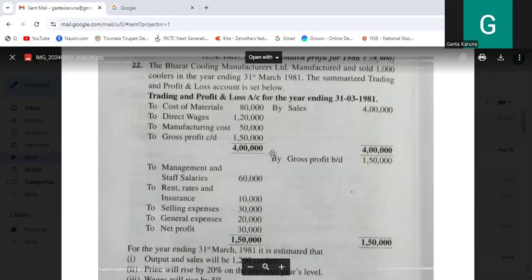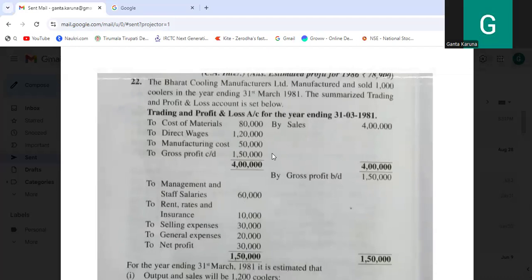No, we are going to go with this one today. I just wanted to wind up this chapter, so that is the reason I'm going with the explanation of this particular problem, wherein he has given information related to the one year, 1981, and he was asking us to estimate for the next year.